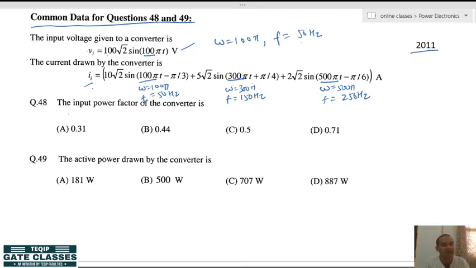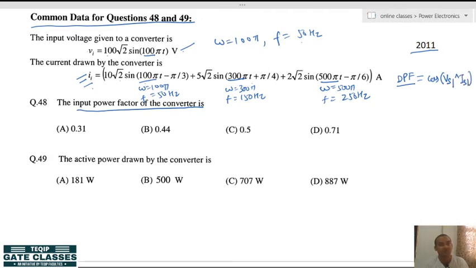So, now here it is asking what should be the input power factor of the converter. By seeing this current we can conclude that the current is a non-sinusoidal waveform and voltage is a sinusoidal waveform. So, if you want the power factor of the converter, first of all, you have to calculate the displacement power factor. And what is displacement power factor? I have already told you displacement power factor is cos of the angle between the fundamental voltage component and the fundamental current component.